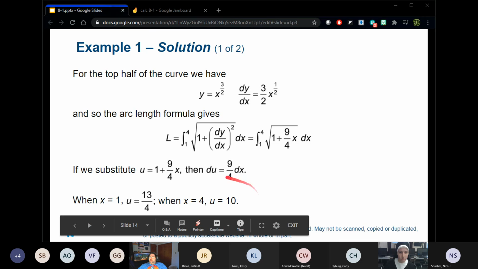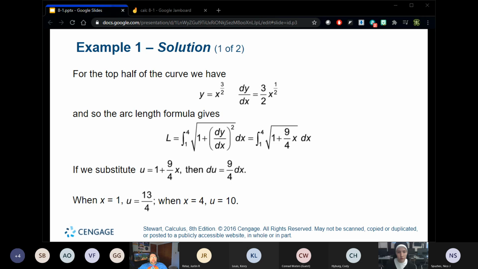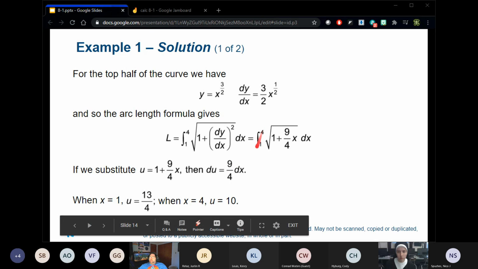The other thing I want to do is I want to change my values here, the 1 and the 4. So this way I don't have to worry about going back to the x after I do the integration. I can just leave it. So we plug in the 1 and the 4. When we plug in the 1 to this, I get u as 13/4. And when I plug in the 4, I get u as 10.